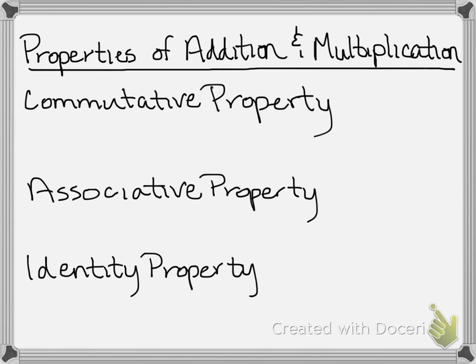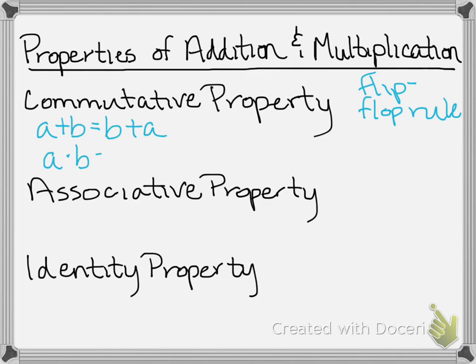So the first property is called the commutative property. In other words, this is the flip-flop rule. And the commutative property says that you can change the order of the values in adding or multiplying, and it does not change the sum or the product. So, for example, you have A plus B is the same thing as B plus A. And the same applies to multiplication. So A times B is the same thing as B times A.